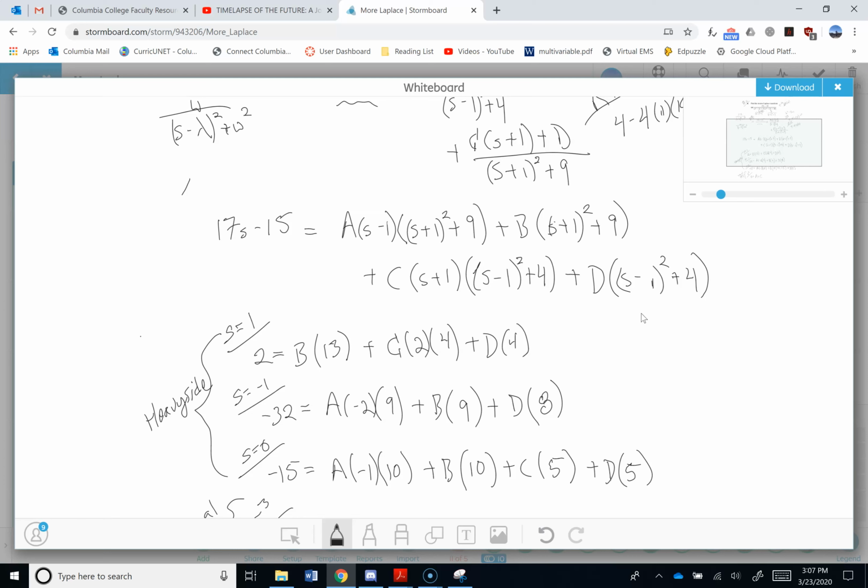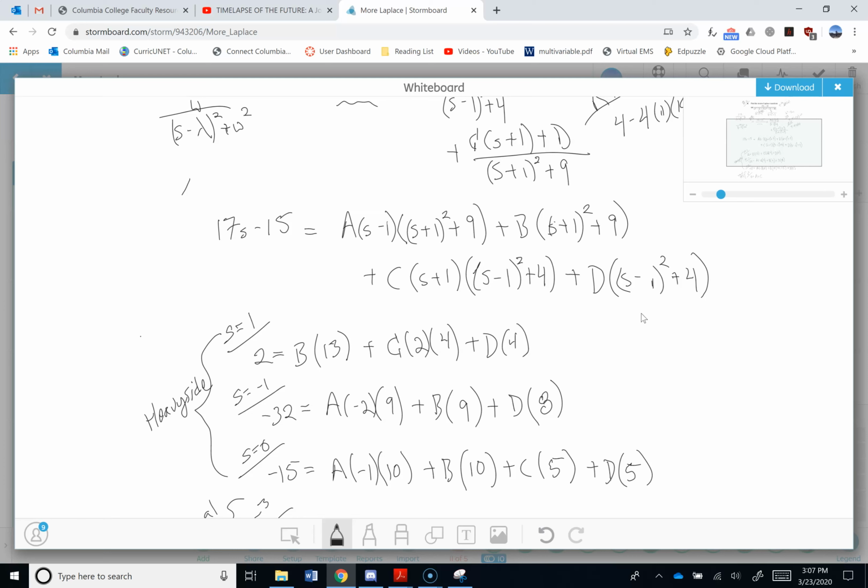Okay. So really, however you do this, you come up with equations. You need 4 equations because you have A, B, C, and D, period. So you're just using the Heaviside method by setting S equal to different things that make different things equal 0, to find A, B, and C. Yeah, that's all the Heaviside.